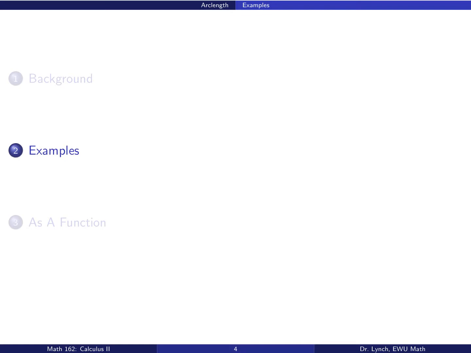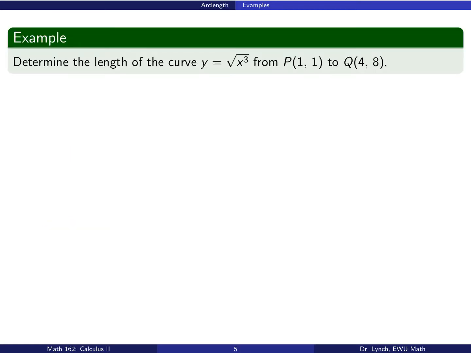Okay, let's have a look at a couple examples. Here's the first one. Let's determine the length of the curve y equals the square root of x cubed from the point defined by the x value 1 to the point defined by the x value 4. We'll just use our formula for arc length here and evaluate the associated definite integral.